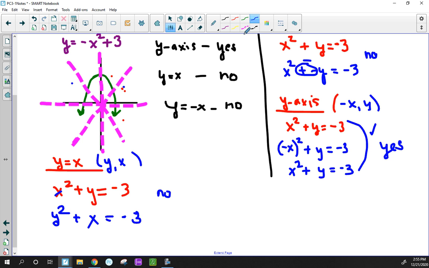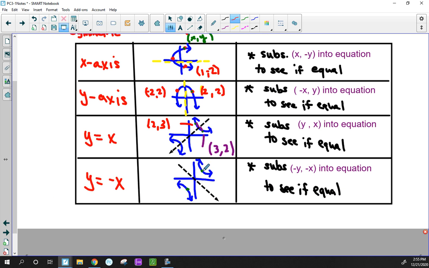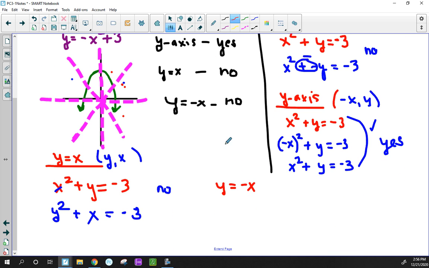Okay. All right, last test for this problem. How do we prove or disprove that it has y equals negative x symmetry? Let's go back. That means it's going to go from maybe the first quadrant to the third quadrant, so the signs are going to change, and the position, like the distance from the origin. So we're going to substitute negative y in for the x and negative x in for the y. There we go. And let's see what happens.